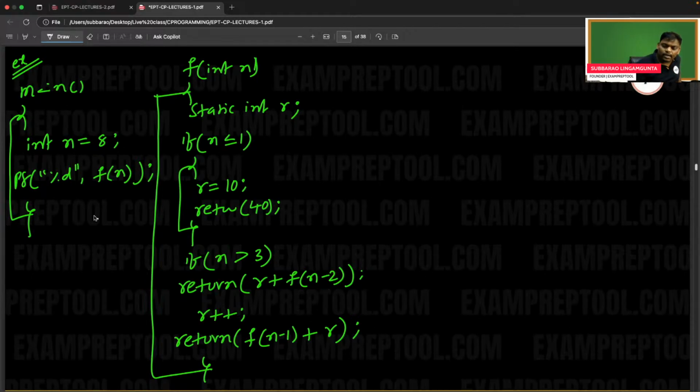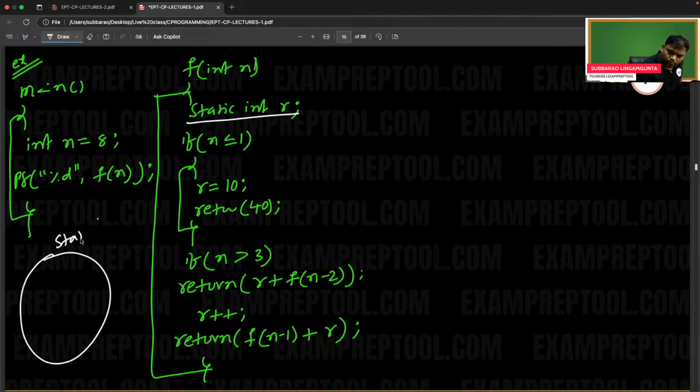As usual, static variable memory will be created in the static area. Because you didn't keep anything, a static variable is 0 by default. Now let me run the program. Everyone listen. N is 8, and the address is some address, 2000.